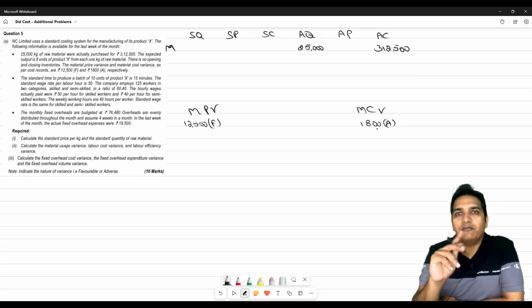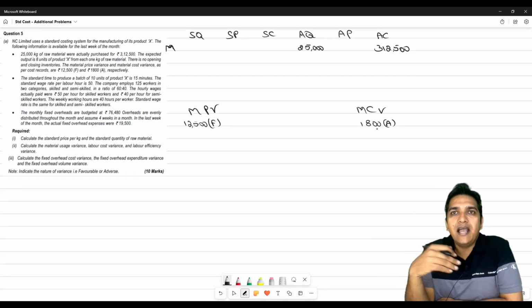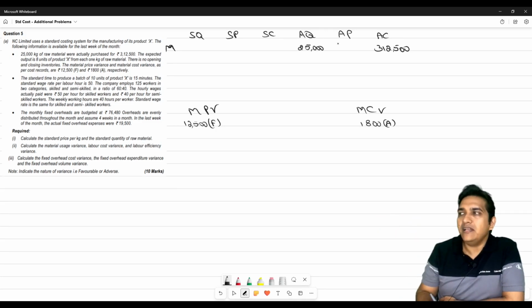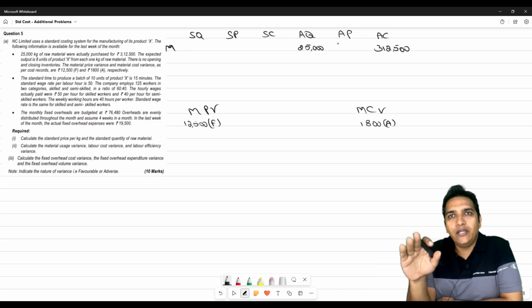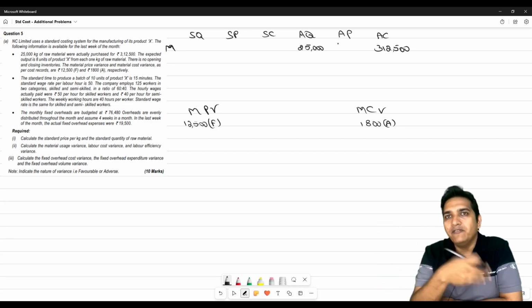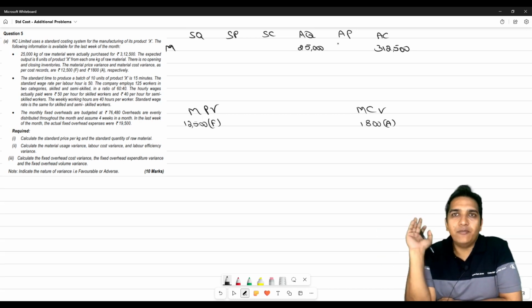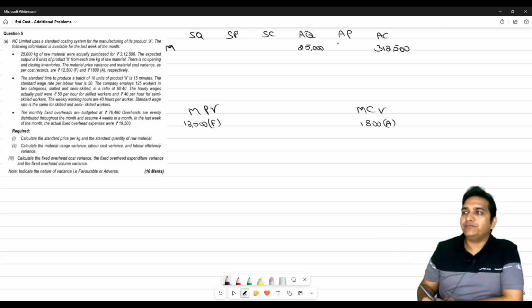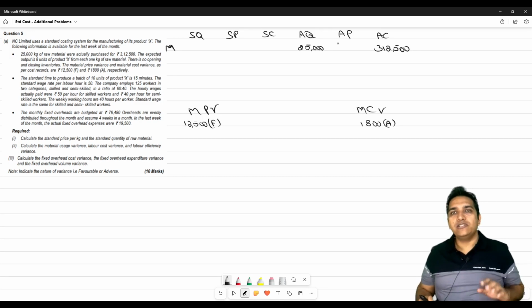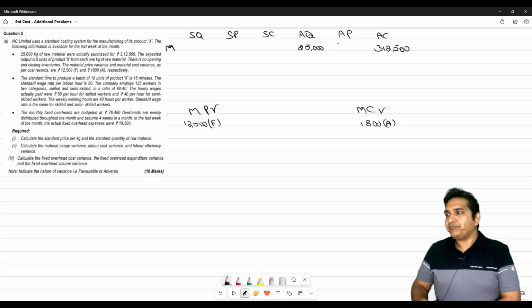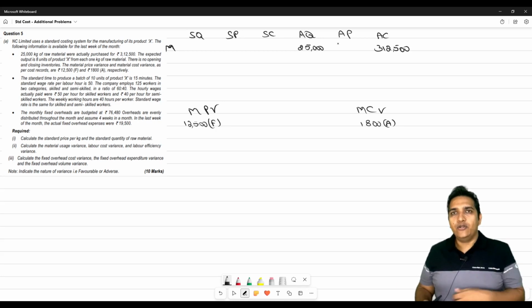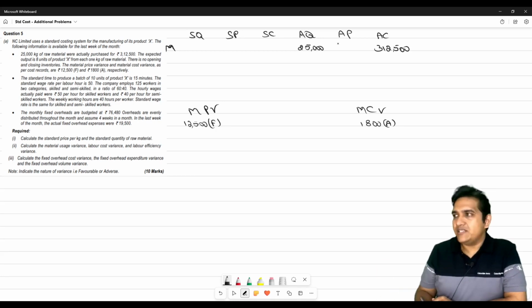So first, always in these kinds of questions, our first aim should be to fill our table. Mostly the question is going to ask you the information which is required for the table. If they have given the variance, they will ask the information required for the table. If they have given the information which is required for the table, then they will ask you the variance, right? Usually these two are the kinds of problems they ask. Now first we will try to compute what we can from the material price variance.